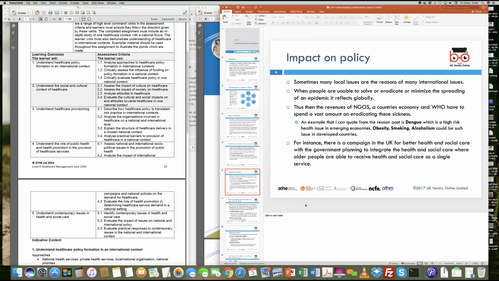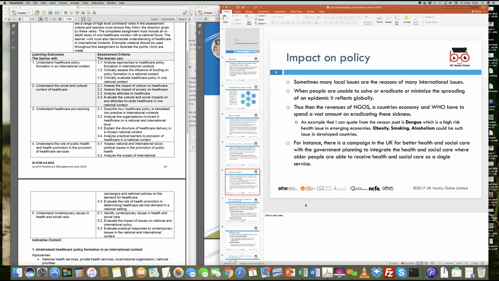Yeah. So a simple example of that would be, for example, obesity, smoking, alcoholism. These are problems which we are facing in developed countries, but these are also problems in developing countries, right?